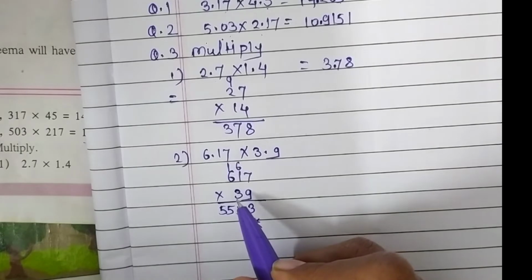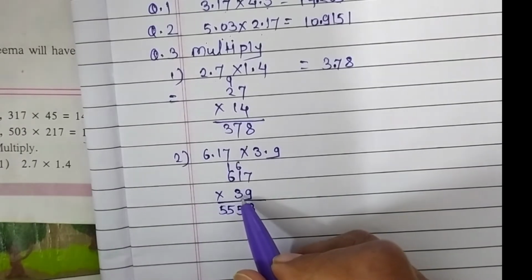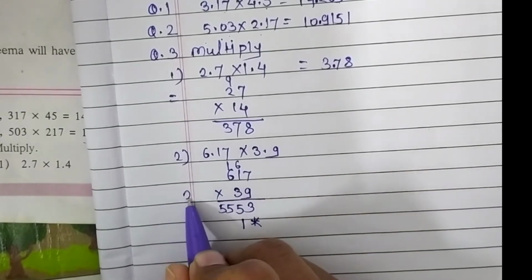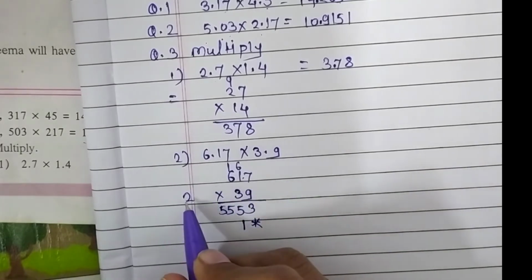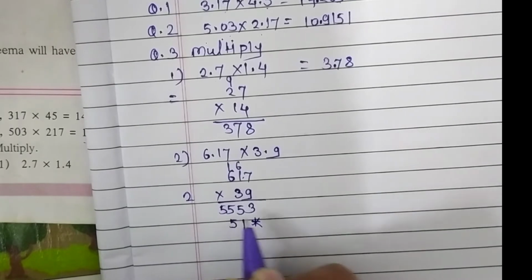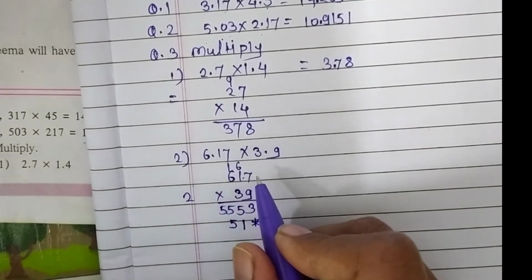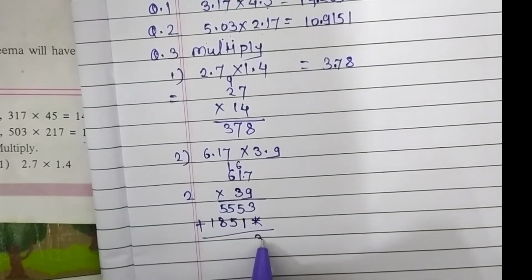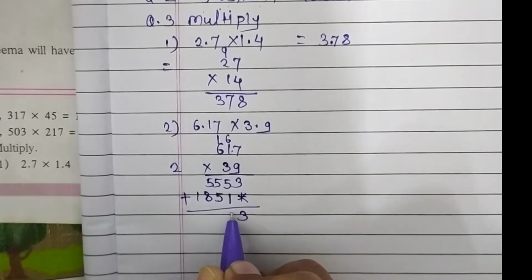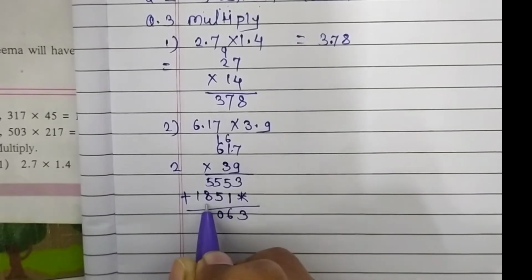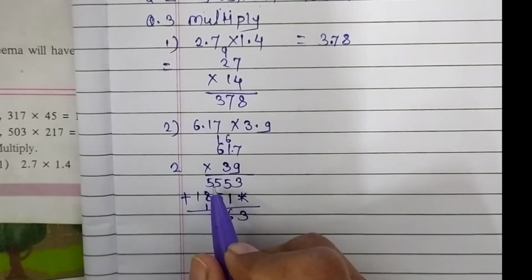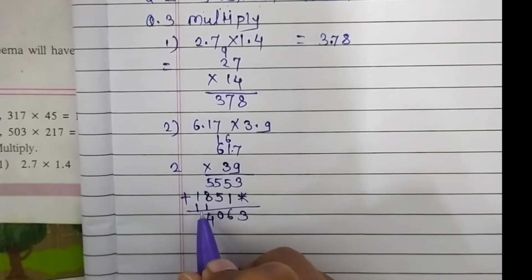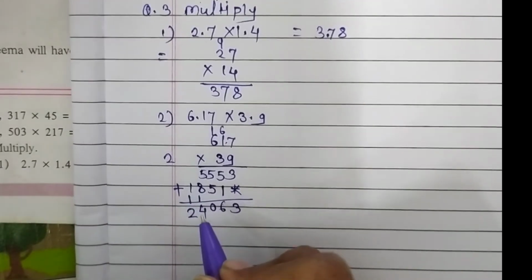Now multiply it by the tens number, it's 3. 3 multiplied by 7, 21. 2 is carry forward. 3 ones are 3 plus 2, it's 5. 3 sixes are 18. Write here 18, just add them. Right, 3, 5, 1, 5 plus 1 is 6, 5 plus 5 is 10, 1 is carry forward, 8 plus 5, it's 13 plus 1, it's 14, 1 is carry forward, and 1 plus 1, it's 2. So our answer is 24,063.